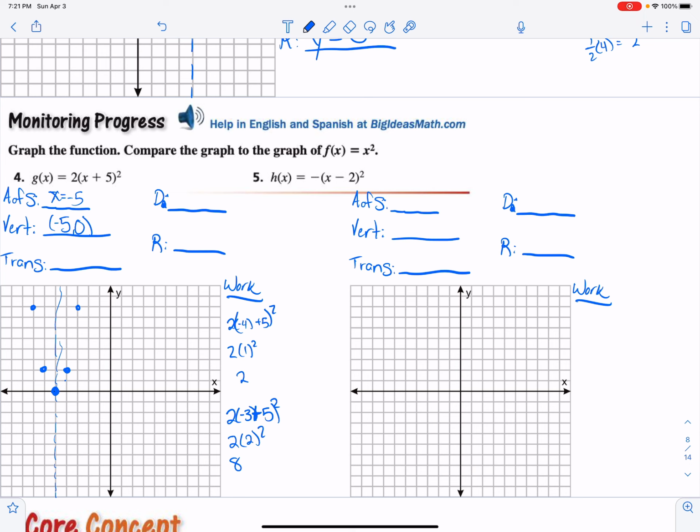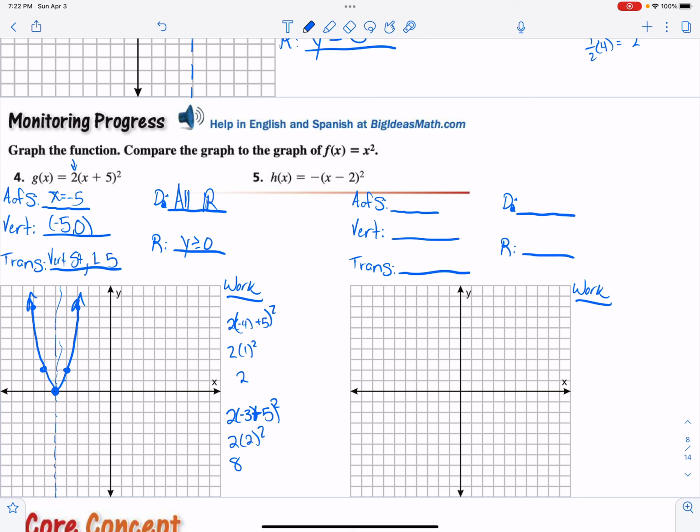So here's our function. You can see the transformations here. We have a vertical stretch by a factor of 2, and we moved our function left 5. Okay, we have 2 transformations. Our domain is all reals. Our range is y is greater than or equal to 0 again.